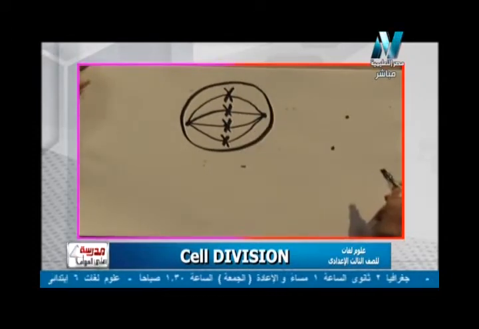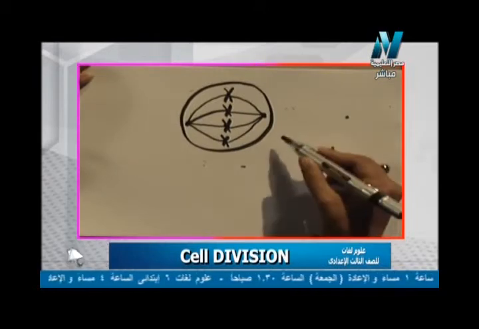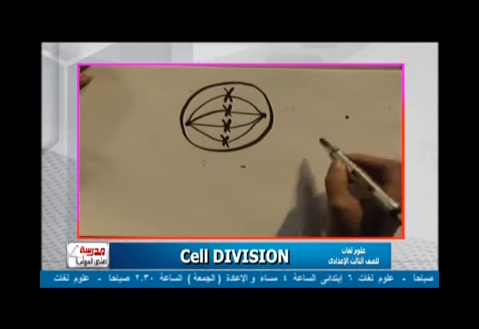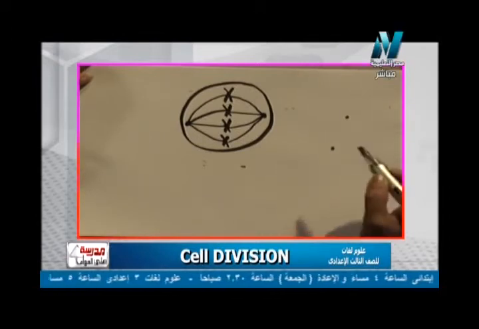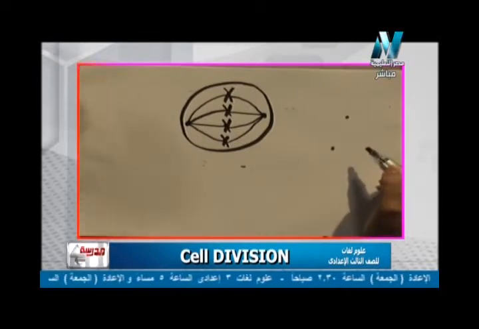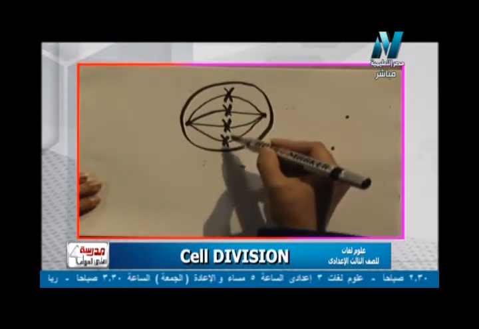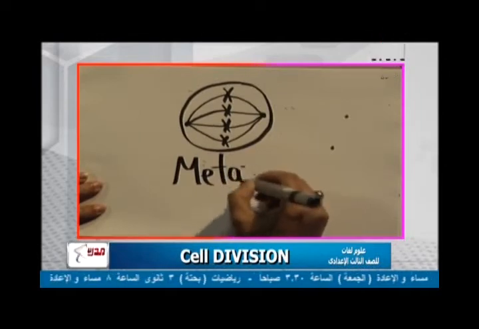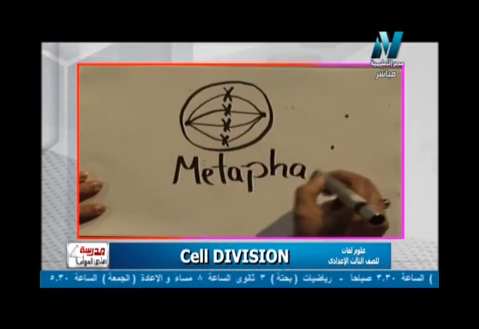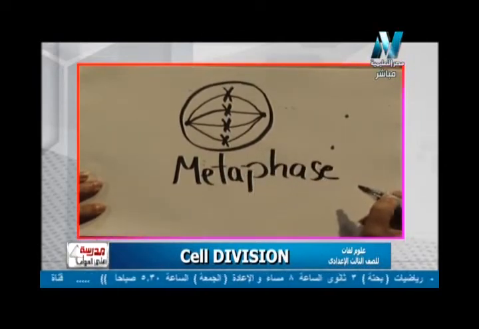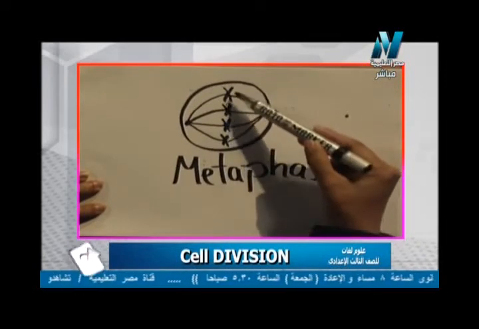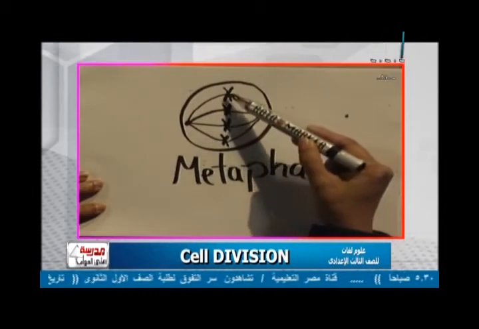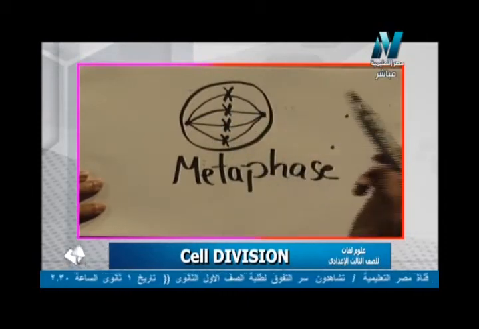طيب الكويستشن بقى بيقول ايه؟ What's this phase? What's the type of this phase? Mention the name of this phase and what happened in this phase. طيب احنا شايفين كلنا ان الكروموسوم in the middle يبقى middle, don't forget metaphase. What happened in the metaphase? The chromosomes arranged in the middle, each chromosome connected by spindle fiber.